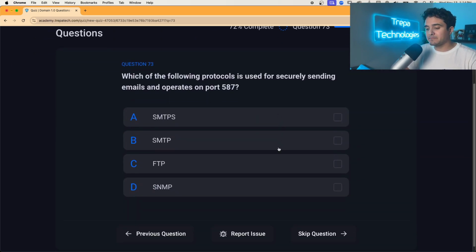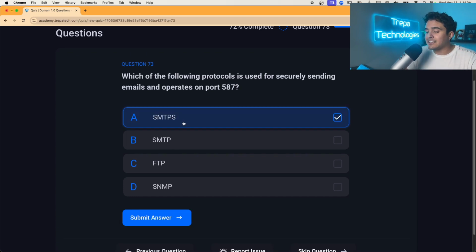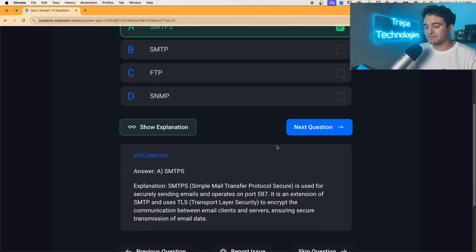Question 73. Which of the following protocols is used for securely sending emails and operates on port 587? We can get rid of C and D, right? Those are not email protocols at all. SMTP is an email transfer protocol, but it's unsecure. That's A. It's SMTP secure, right? That's what that extra S stands for. Go ahead and pause the video if you'd like to read the explanation.